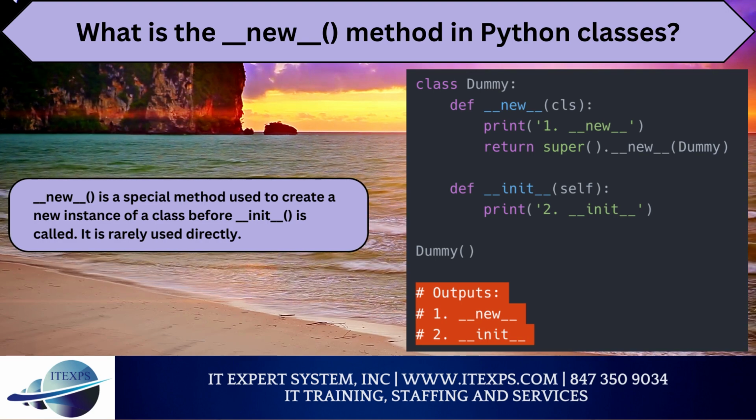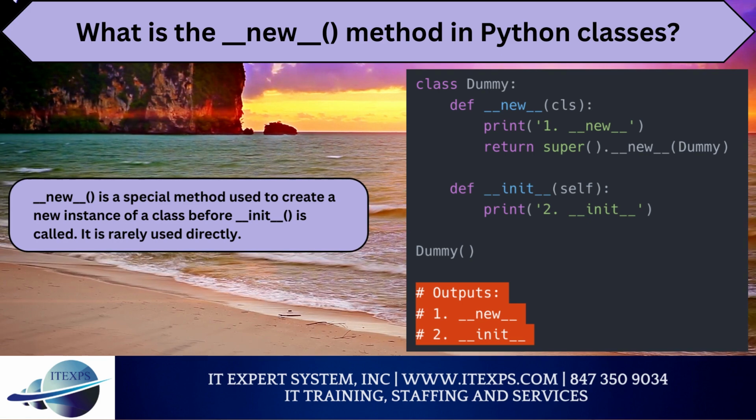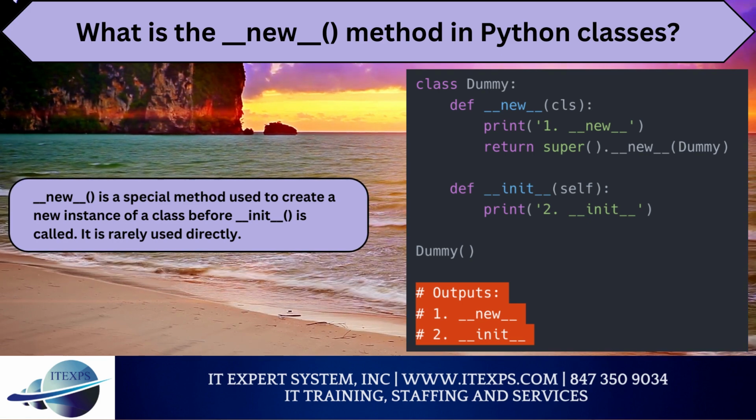What is the __new__ method in Python classes? __new__ is a special method used to create a new instance of a class before __init__ is called. It is rarely used directly.